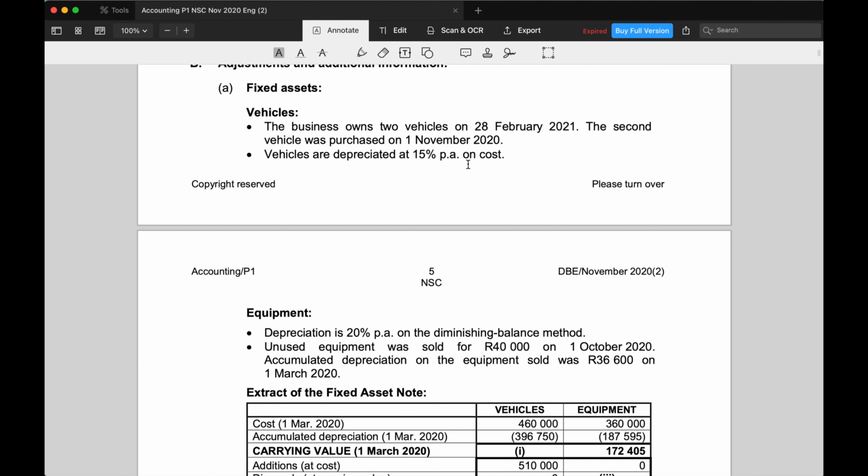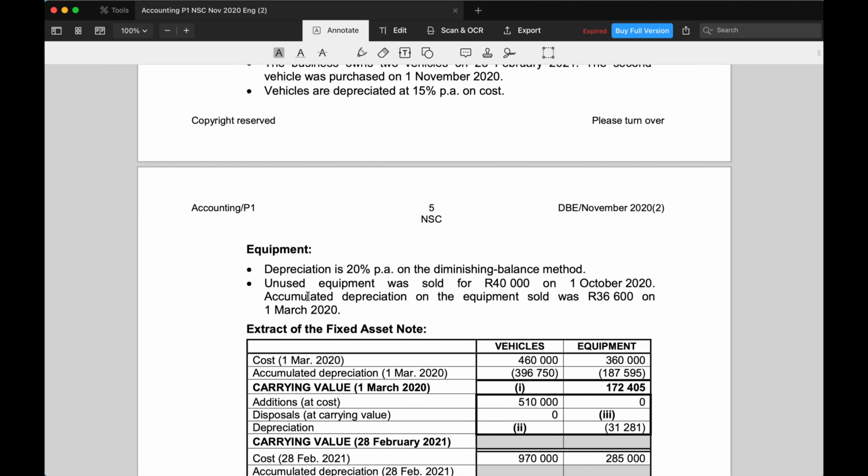Vehicles are depreciated at 15% per annum on cost. And then they speak about equipment. Depreciation is 20% per annum on the diminishing balance method. Unused equipment was sold for 40,000 on 1 October. Accumulated depreciation on the equipment sold was 36,600 on 1 March. The statement of comprehensive income tests whether or not you understand 12 months. If something was received for 11 months, you add that 1 month. If something was received for 14 months, or was paid for 13 or 14 months, you subtract. That column emphasizes 12 months.